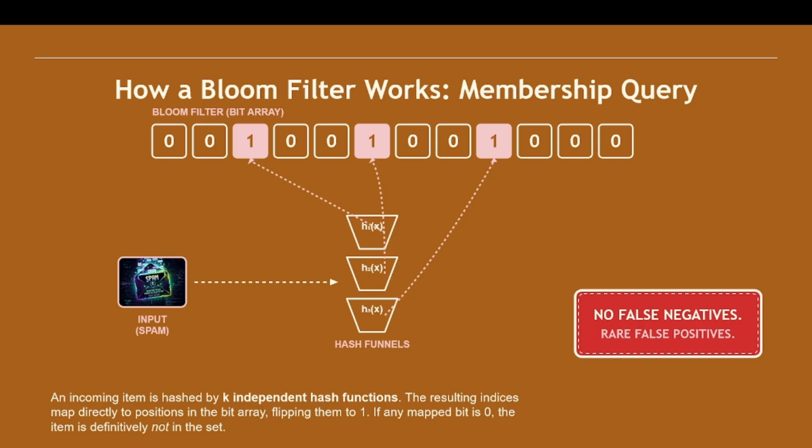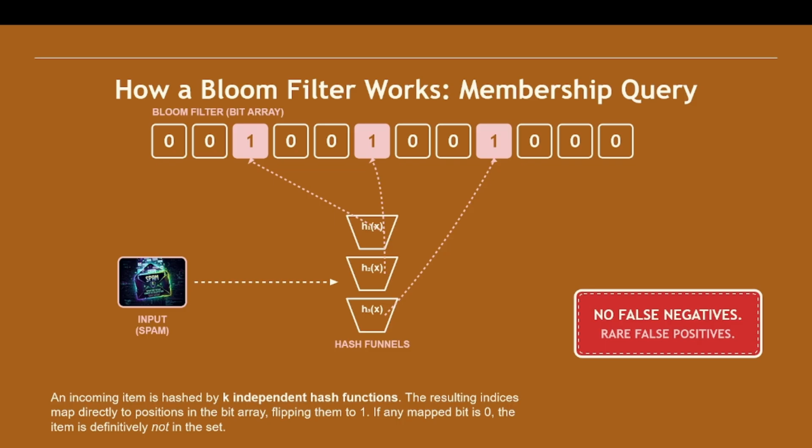So let's say you want to filter a stream. Imagine a stream of billions of incoming emails, and you need to block known spam addresses. You don't have the RAM to keep a massive list of 10 million spam addresses in memory. Instead, we use a brilliant data structure called a Bloom filter.